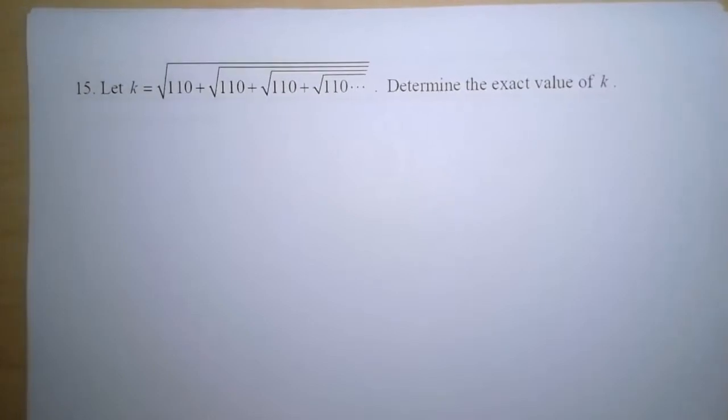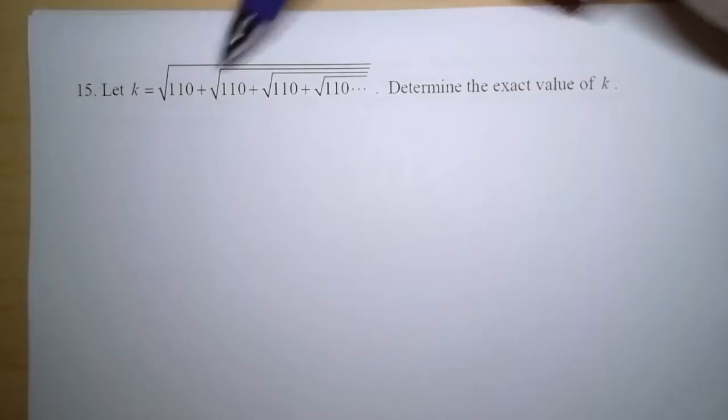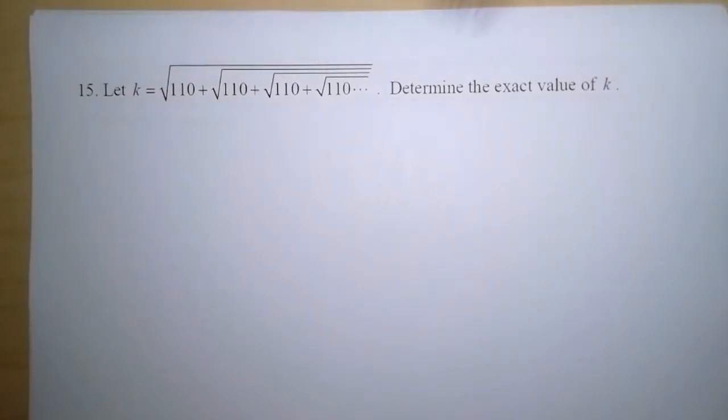So with this problem, we want to figure out the value of k, where k is the square root of 110 plus the square root of 110 plus the square root of 110, and so on and so on and so on. Now, I'm going to show you two ways how to do this problem.